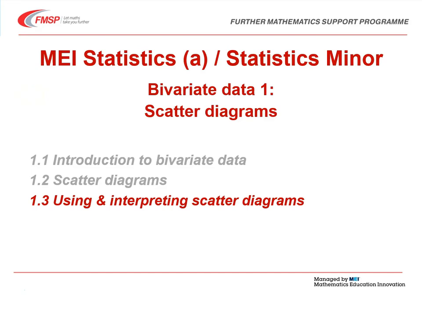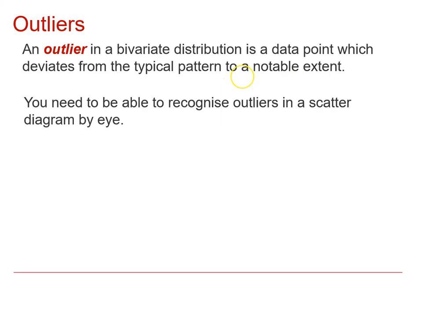This is MEI Statistics Minor, Bivariate Data 1, Scatter Diagrams, 1.3, Using and Interpreting Scatter Diagrams. An outlier in a bivariate distribution is a data point which deviates from the typical pattern to a notable extent. You need to be able to recognize them from a scatter diagram by eye.